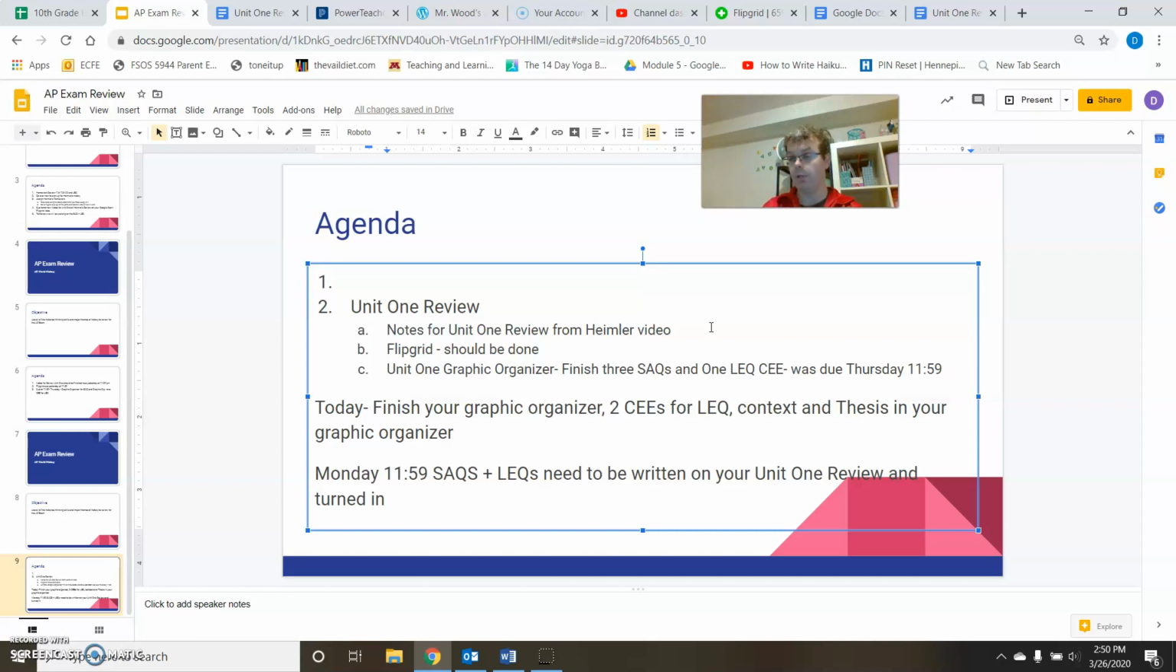Unit 1 review. AMSCO, your textbook, page 1. Page 1 gives the context for the global tapestry. Read that. Fill out your graphic organizer. Again, our group graphic organizer here.